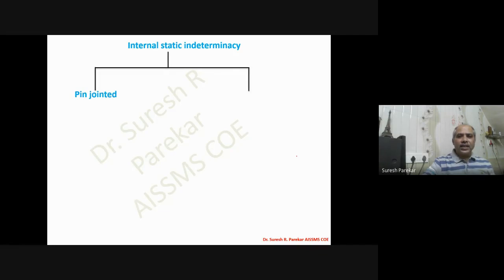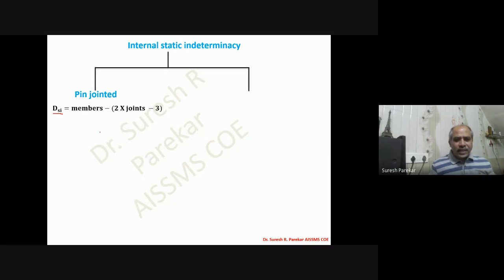Now, internal static indeterminacy, we can have for pin jointed. So we have DSI equal to members minus (2 into j minus 3). Now, how we have this DSI, we can say.